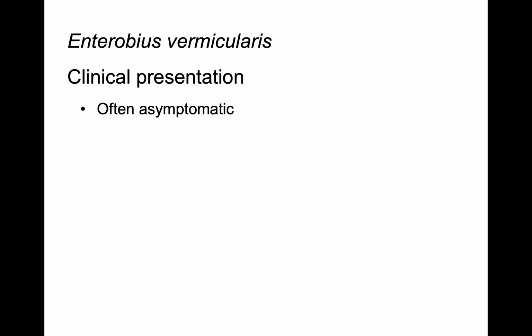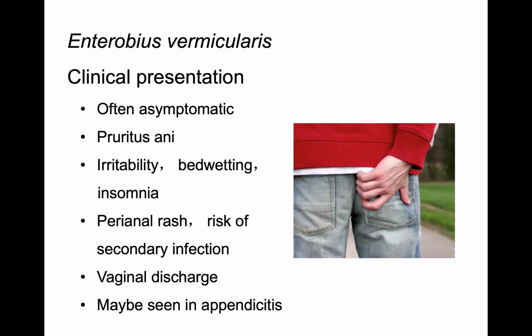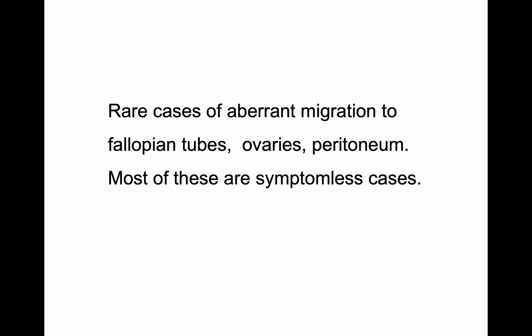Clinical presentation: it's always asymptomatic until there's pruritus ani, which means anal itching, and this picture is talking about that. There's also irritability, bedwetting, insomnia, perineal rash, risk of secondary infection, and vaginal discharge may be seen, and also appendicitis. These are the clinical presentations. And rare cases of aberrant migration to other locations, including tubes, ovaries, peritoneum, most of them symptomless cases.